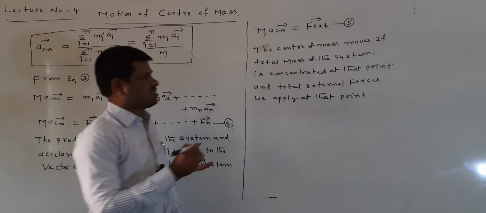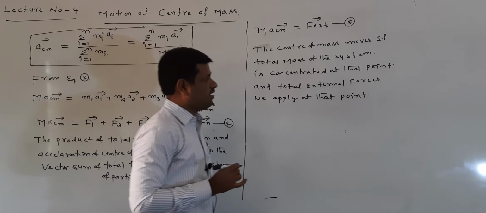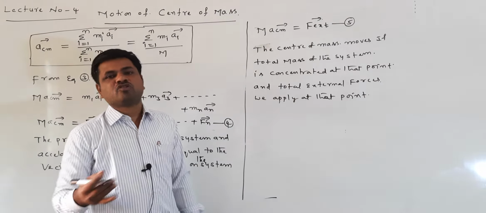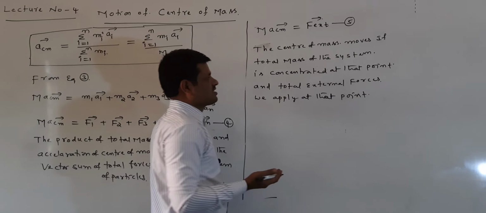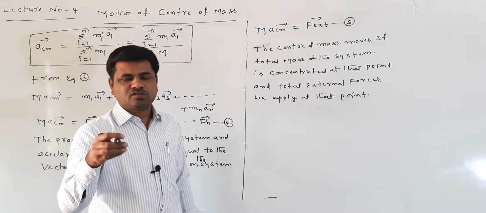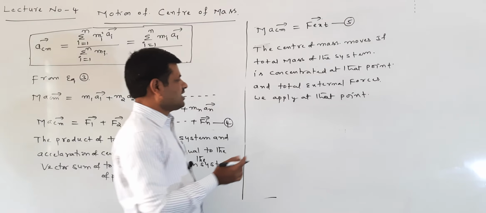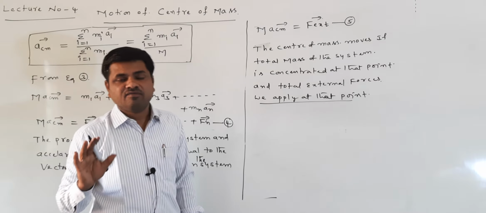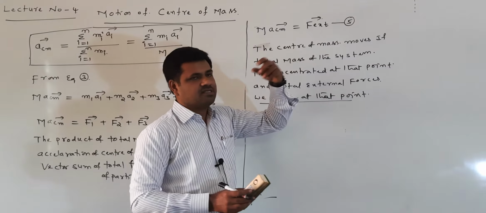When the center of mass moves, from this equation we are saying that the center of mass is in motion if the total mass of the system is concentrated at that point, and the total external forces are applied at that point. It means that the total external forces are applied at the center of mass, and then only the center of mass is in motion.